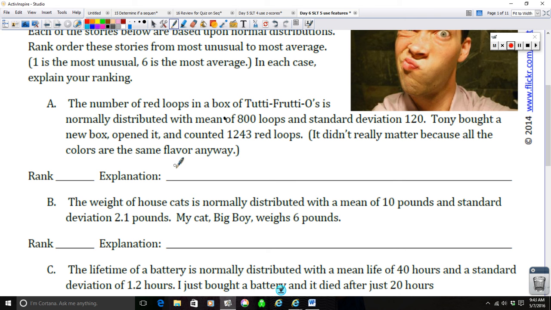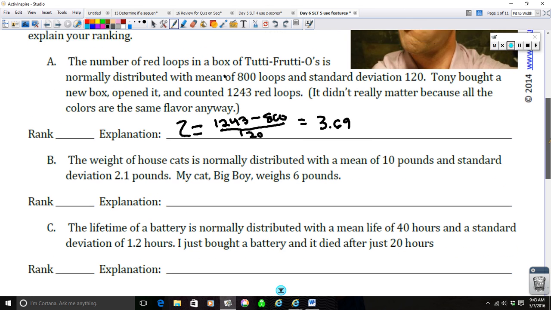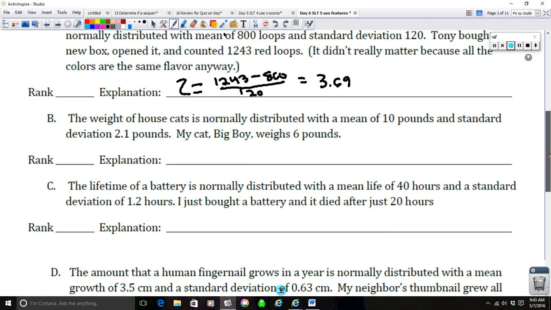So this one here, you got 1,243 red loops. The mean is 800 with a standard deviation of 120. So that gives you a z-score of 3.69. So that's pretty unusual. You're over 3 standard deviations above the mean. So that's going to definitely be one of the higher ranks. Maybe not the highest, but a higher one.